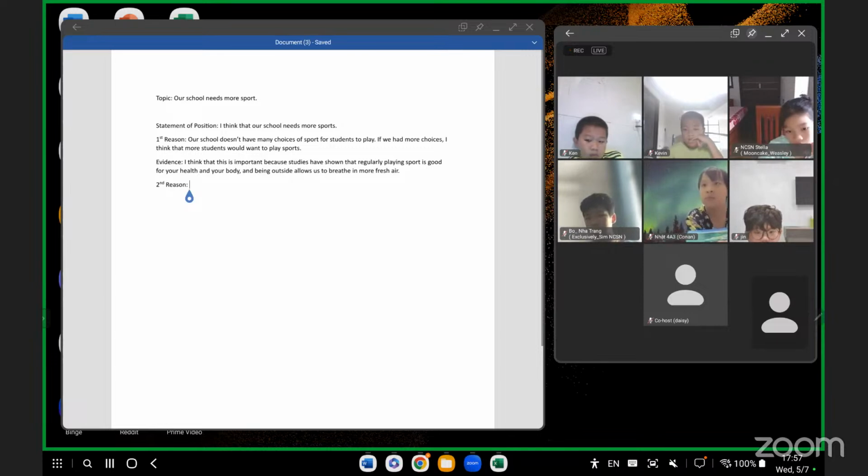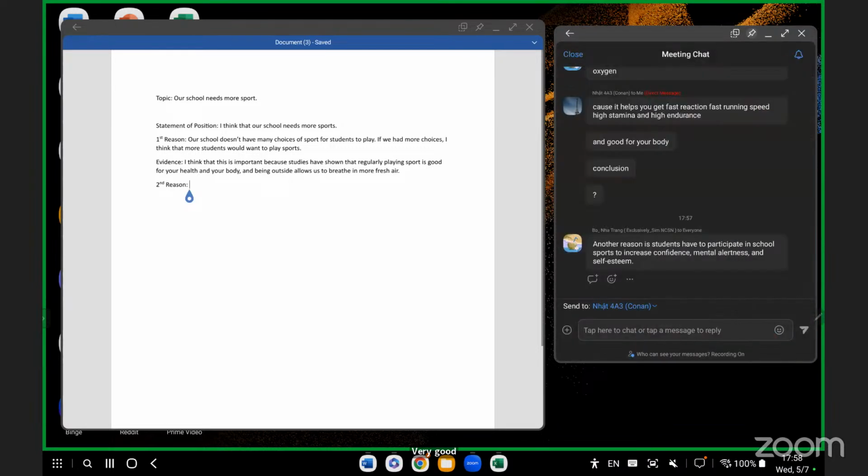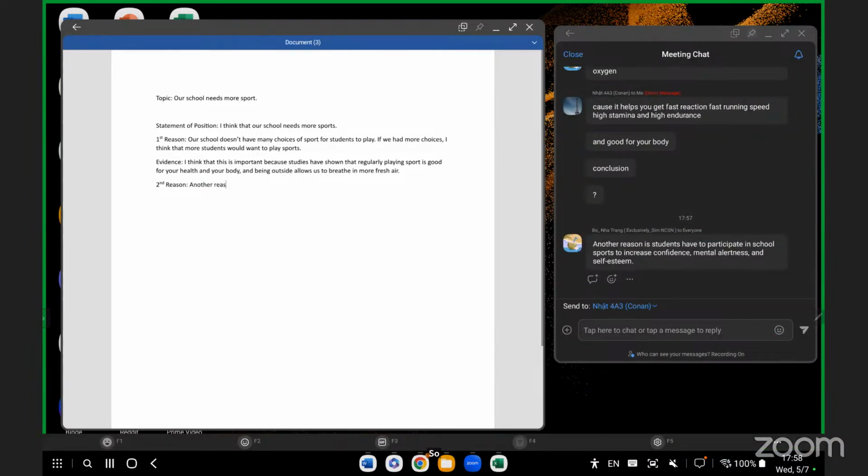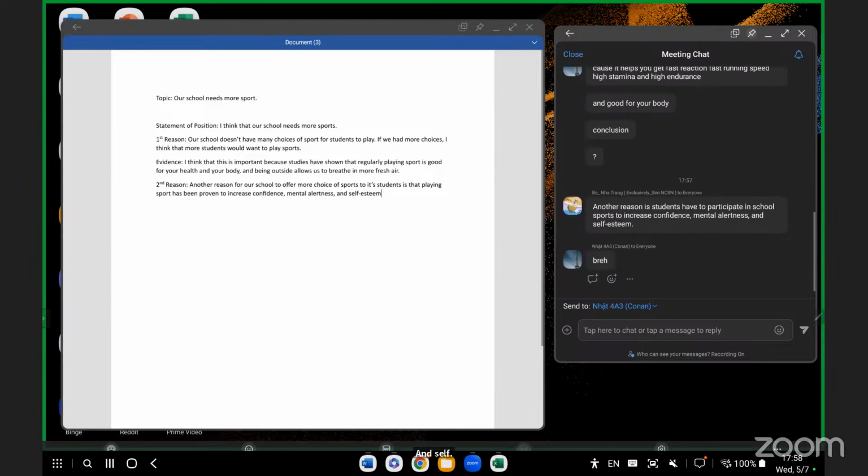Very good, Bo. So, another reason for our school to offer more choice of sports to its students is that playing sport has been proven to increase confidence, mental alertness, and self-esteem.